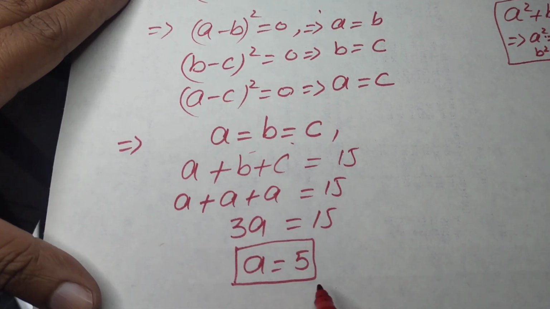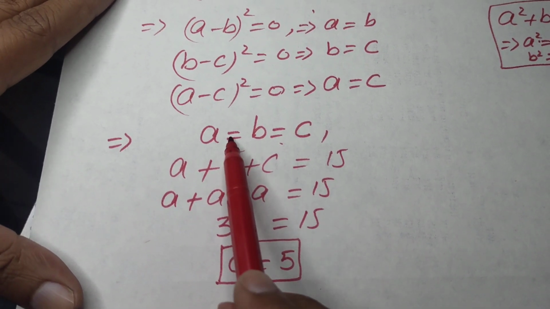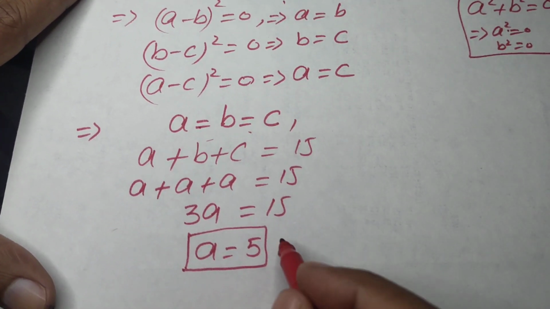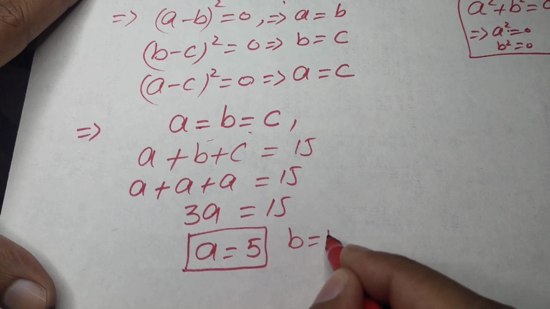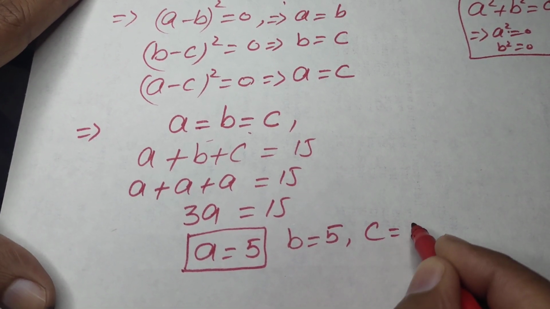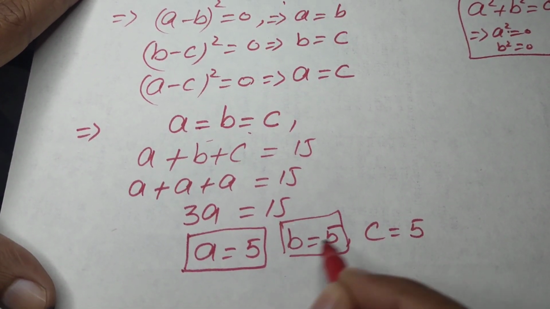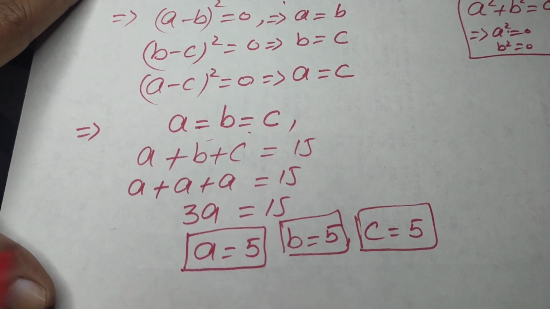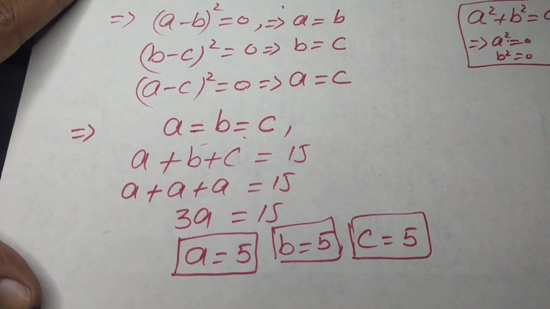So if we have a is equal to 5, and we know that a is equal to b is equal to c, we will obtain b is equal to 5 as well as c is equal to 5. This is our final answer, the final values of a, b and c.